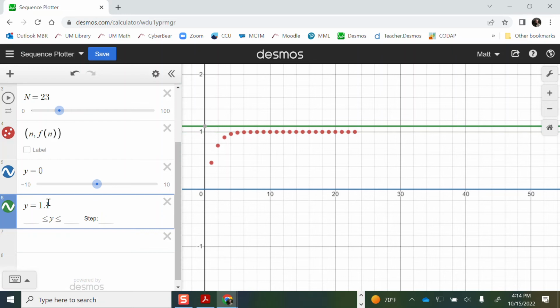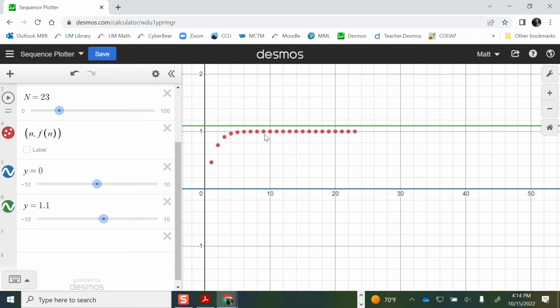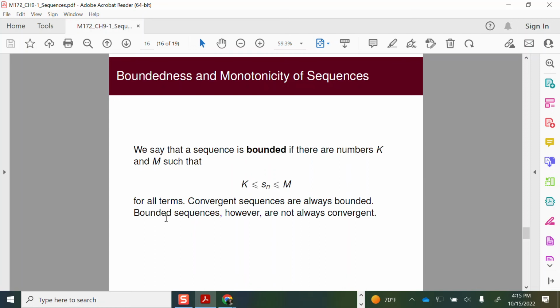In other words, it's always between 0 and, I think it's actually between 0 and 1, because I don't think it comes above. I think it approaches from below. But since it's between those two, we could say that it's bounded, and we should be able to do this for any convergent sequence. In other words, anything that converges should have an upper and a lower bound that it doesn't go outside of. There are examples, though, where bounded sequences are not always convergent.